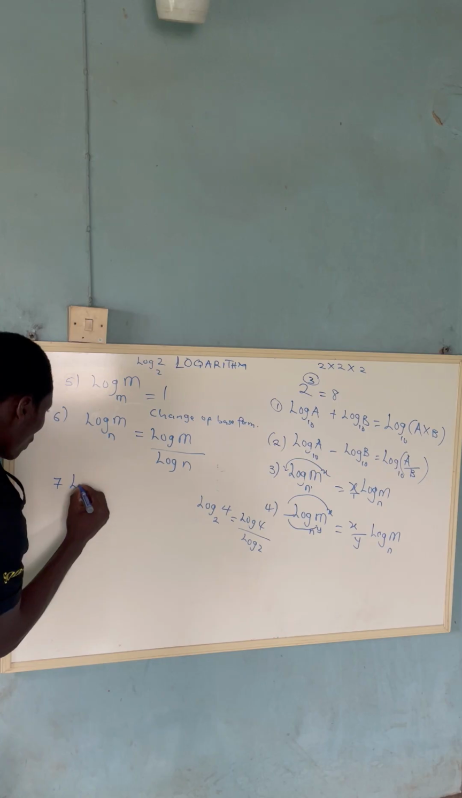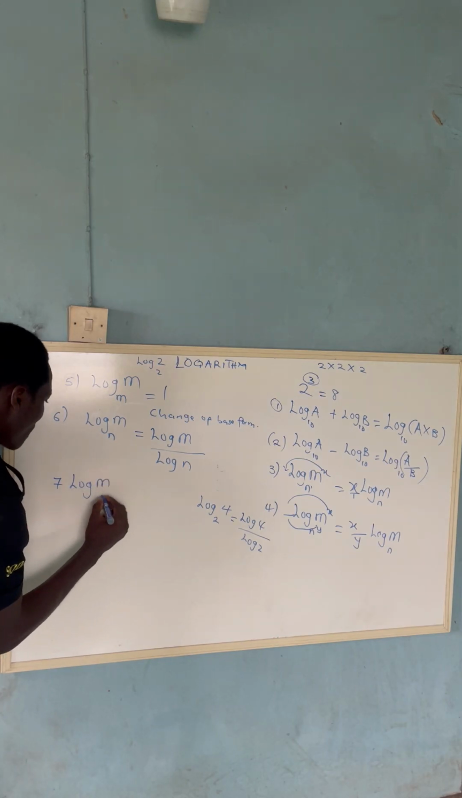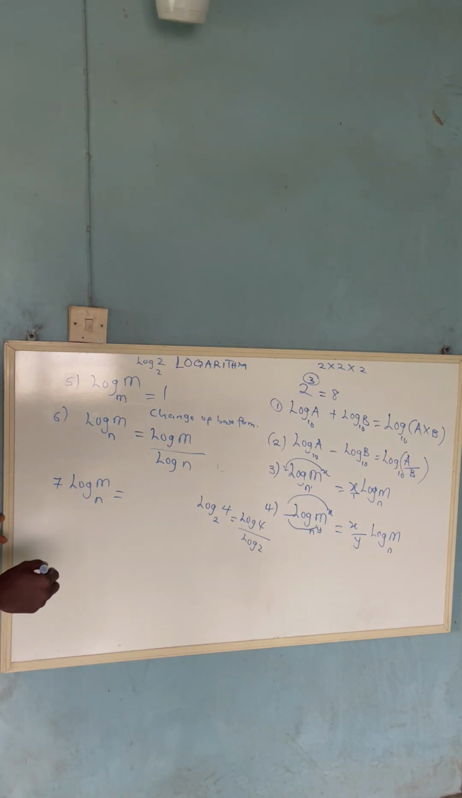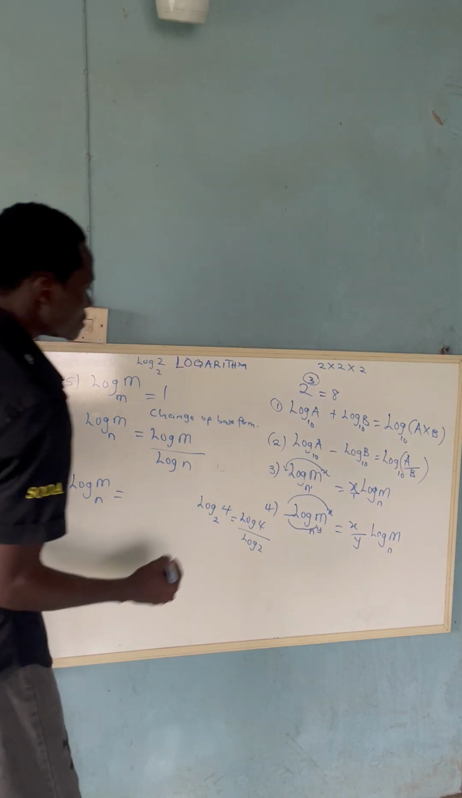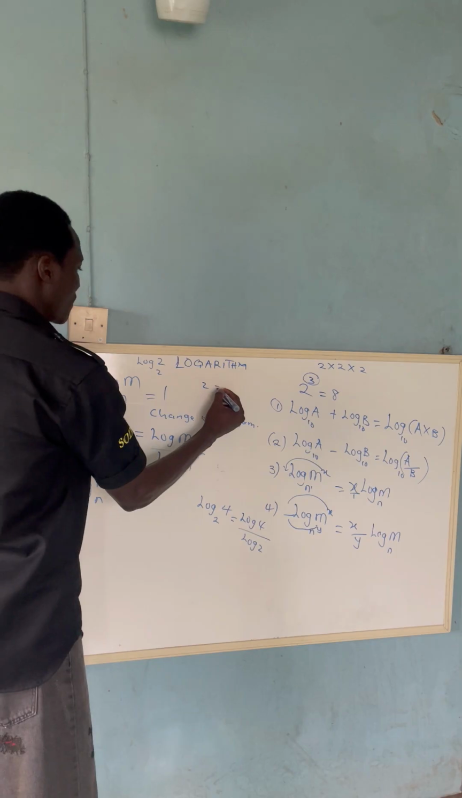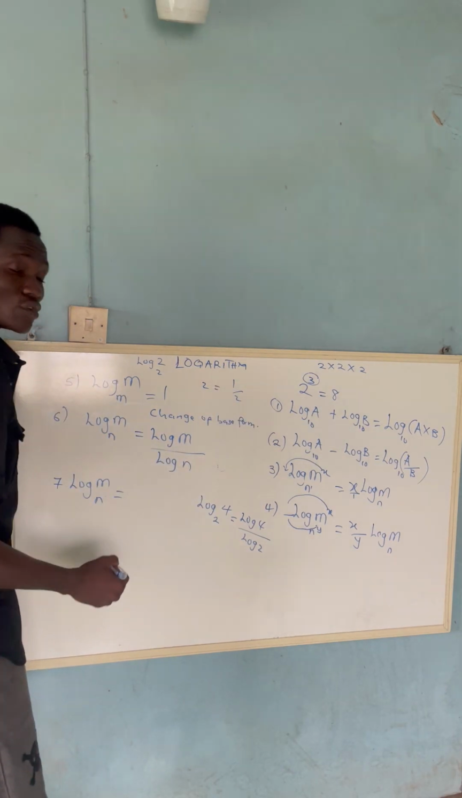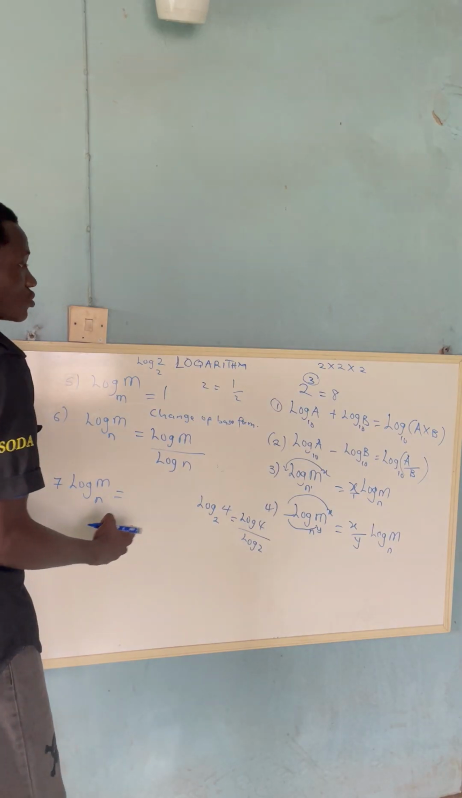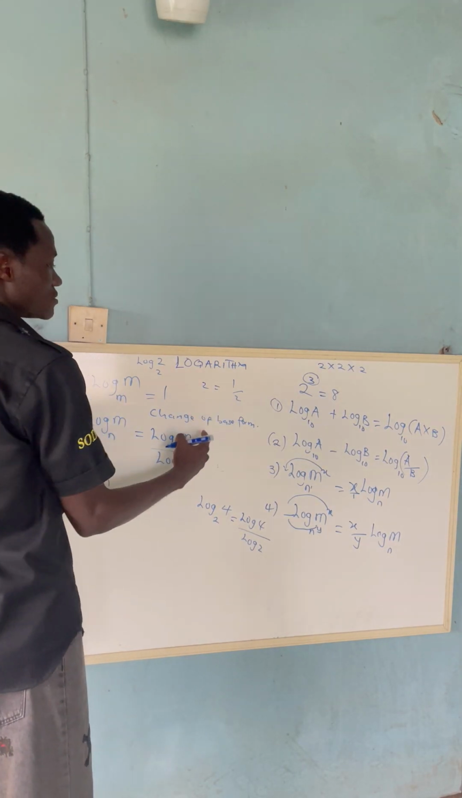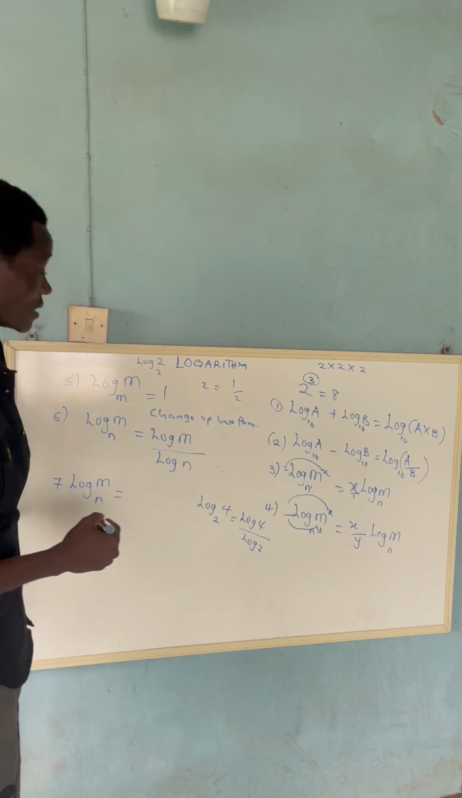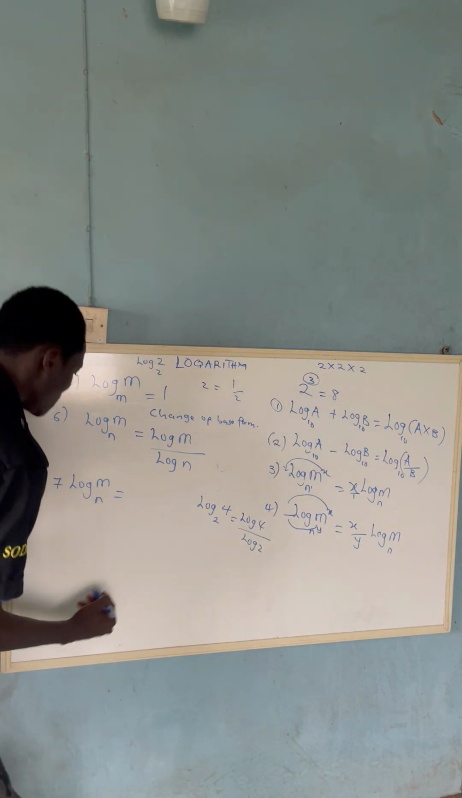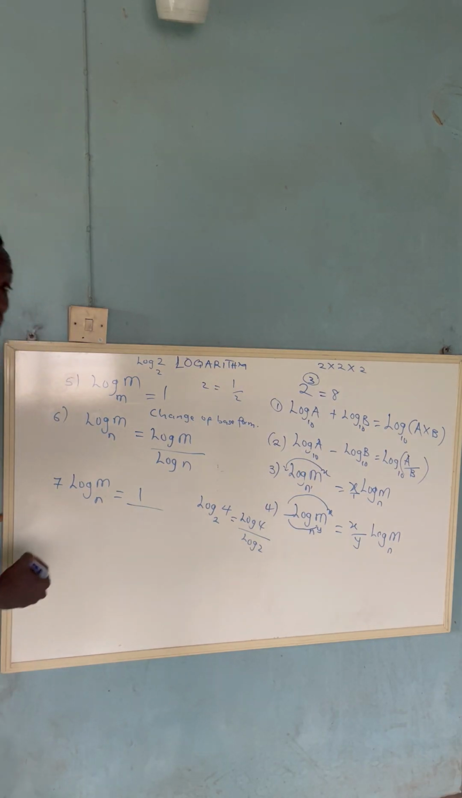We say that log of n base n can also be changed. The reciprocal law. When I say what is the reciprocal of 2, the answer is 1 over 2. So the reciprocal of something means 1 divided by that thing. The reciprocal of 2 means 1 over 2. The reciprocal of 3 means 1 over 3. So the reciprocal rule says that log n base n is the same thing as 1 all over.